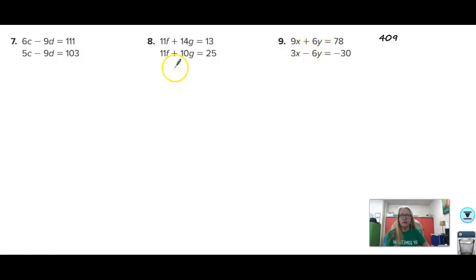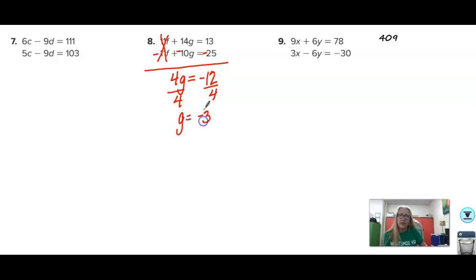All right, so I'll do 8 and 9. I'm going to change the sign for 8 because the 11f's are identical. So I'm going to change the signs, and I have to change the sign of every number in the equation. Now negative 11f and positive 11f wipe each other out. 14g minus a negative 10g gives me a positive 4g. And 13 plus negative 25 gives me negative 12. And then we would divide both sides by 4. And we get g is equal to negative 3.